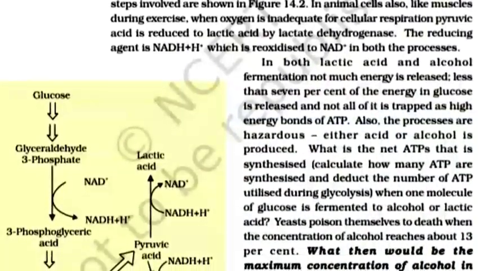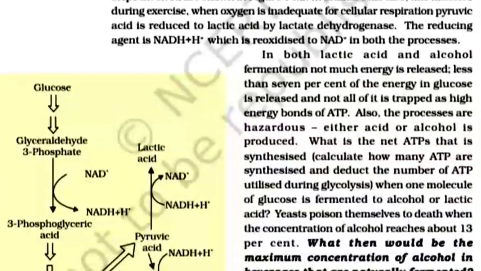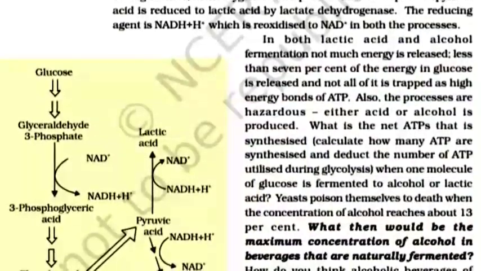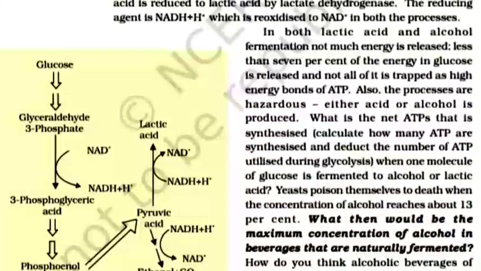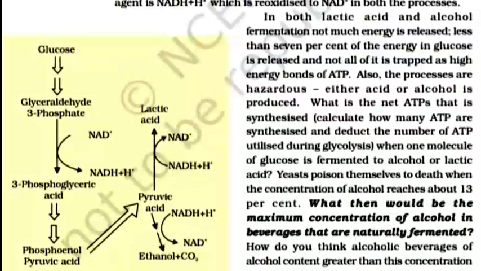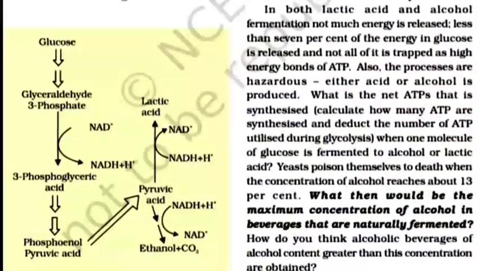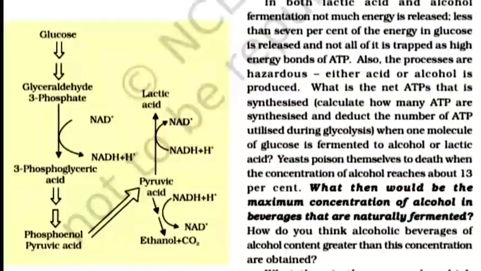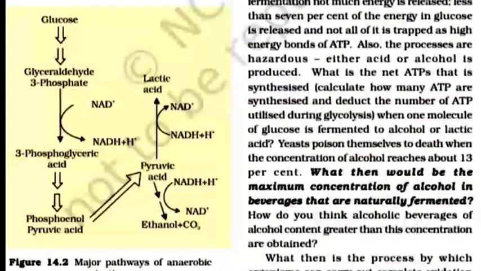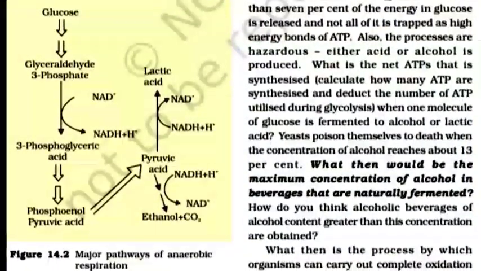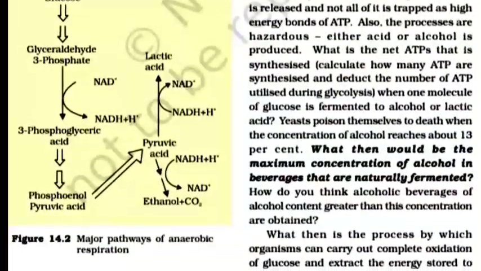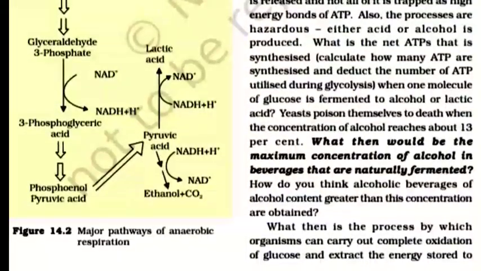In both lactic acid and alcohol fermentation, not much energy is released. Less than 7% of the energy in glucose is released, and not all of it is trapped as high energy bonds of ATP. Also, the process is hazardous: either acid or alcohol is produced. Calculate how many ATP are synthesized and deduct the number of ATP utilized during glycolysis to get the net ATP. When one molecule of glucose is fermented to alcohol or lactic acid, organisms poison themselves to death when the concentration of alcohol reaches about 13%.